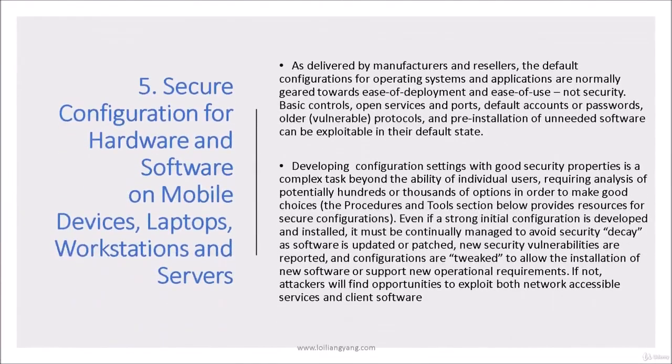Item number 5, secure configuration for hardware, software, and mobile devices, laptops, workstations, and servers. If you think about how we looked earlier at the first couple of controls on software and hardware management, now it's about how you can assess the configuration on top of the operating system, on top of the hardware and software.